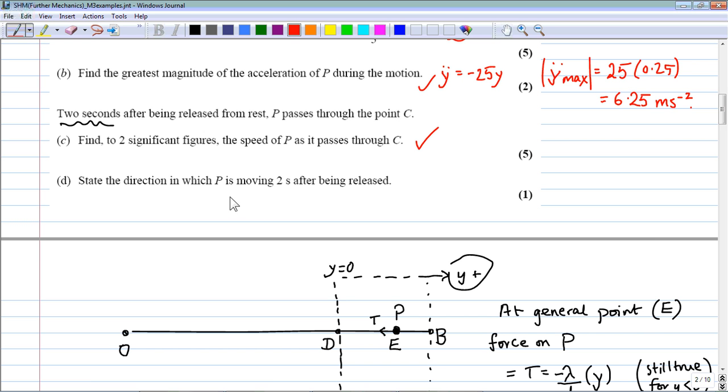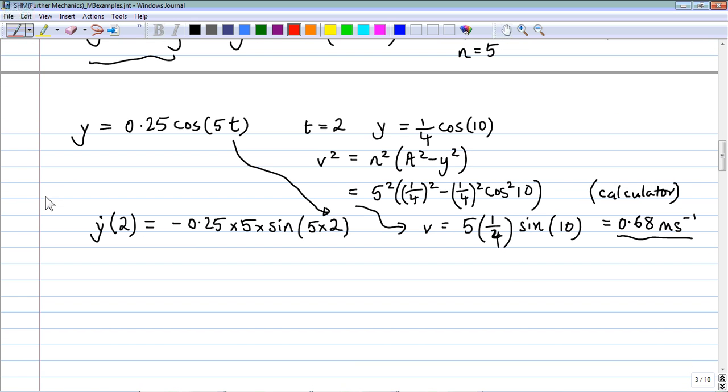We've done those parts. And the last part, state the direction in which P is moving 2 seconds after being released. So this is the same time, 2 seconds, and they're just simply asking the question, which direction is it moving? Well, of course, the reason they're asking that is that if you had used this formula to find the speed, which is absolutely correct, it won't tell you the direction. This is an equation about speed, whereas this equation that I wrote here is an equation about velocity, so it gives you the speed.